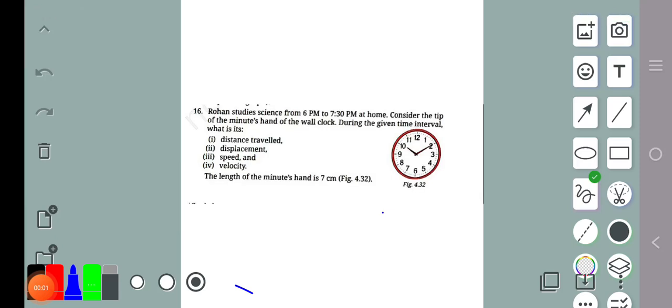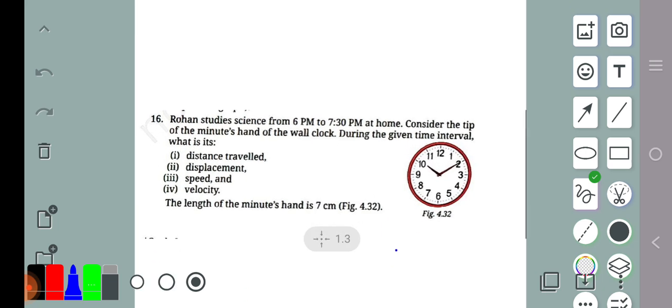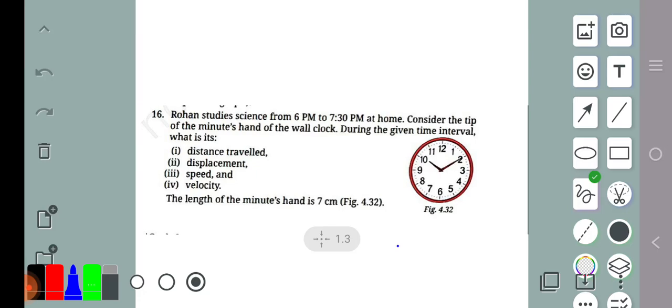Hello students, today we are going to discuss a question from NCERT Exploration, the chapter named Describing Motion Around Us. So what is the question telling here? The question is telling that Roshan studies from 6 p.m. to 7:30 p.m. So note the time, 6 p.m. to 7:30 p.m. means 1.5 hours, 1 hour 30 minutes.